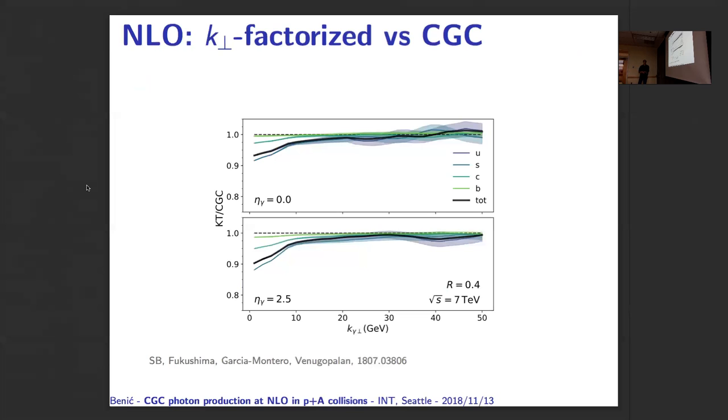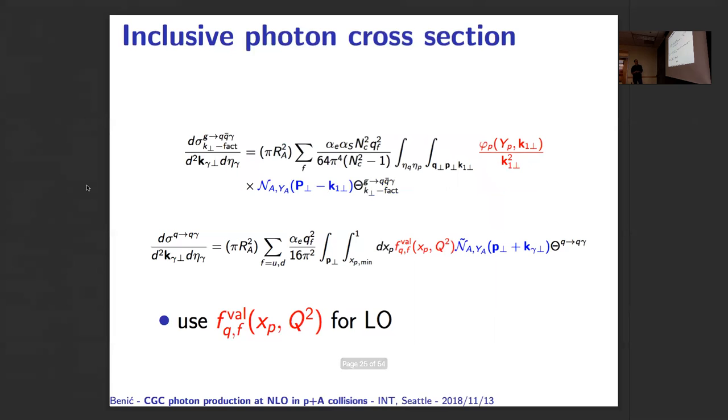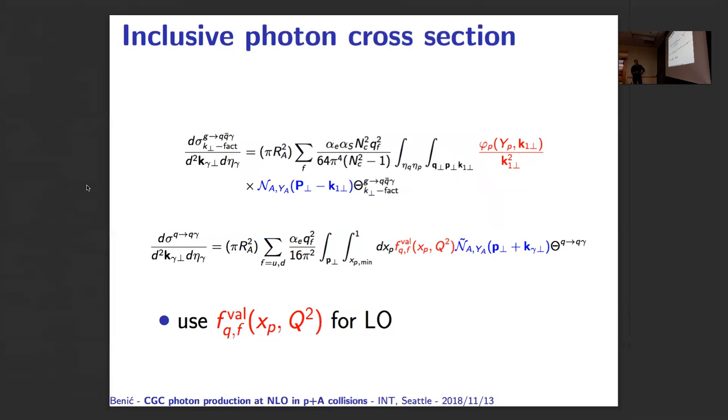And that somehow justifies that we use the kT factorization formula instead of the full CGC formula in our upcoming calculations, provided that the photon transverse momentum is about 10 or 20 GeV or more. And that's what we will indeed use. So instead of this full CGC formula, you get this kT-factorized formula, where the two fundamental dipoles are replaced by an adjoint dipole, and you also get two fewer integrals to do. So now you have an eight-dimensional integral to perform numerically, although we did both, obviously.